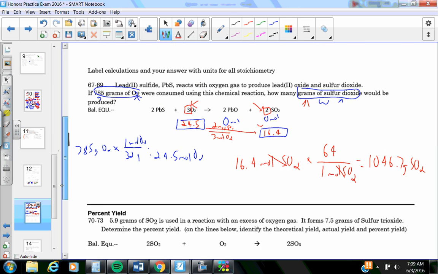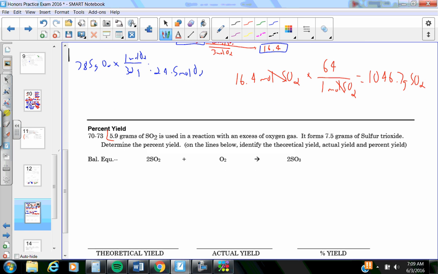Let me do some reading. 5.9 grams of SO2 is used. That's a reactant. Yeah, that's what we're starting with, that we're given that amount. Excess oxygen, I don't have to write that, but I can. It forms 7.5 grams. So there's this other thing. What that's going to be is what's called the actual. This is what was actually done. In fact, I can go right down here right now. The actual yield is 7.5 grams of SO3, sulfur trioxide.